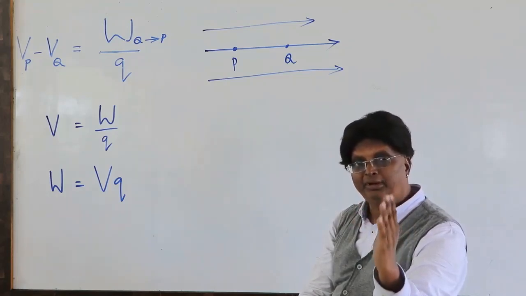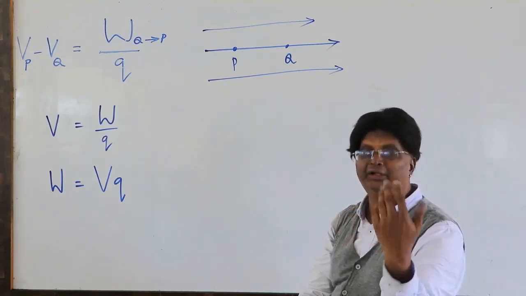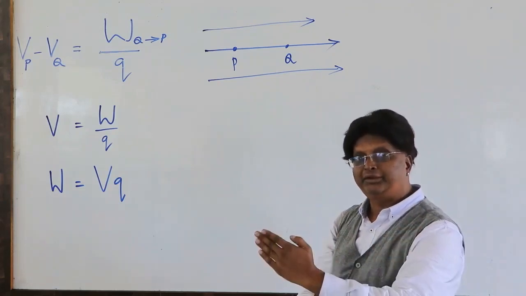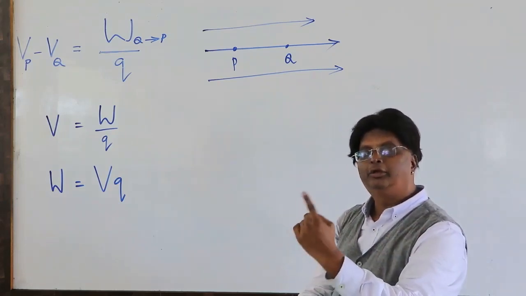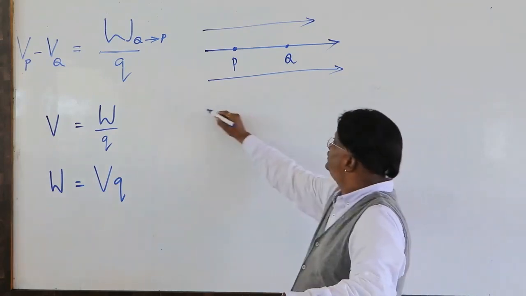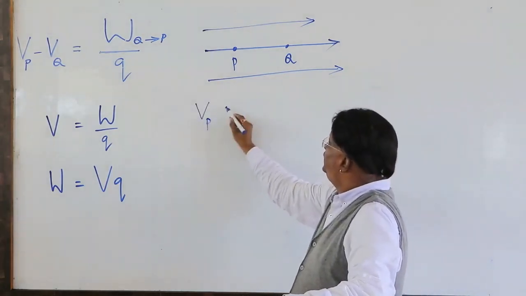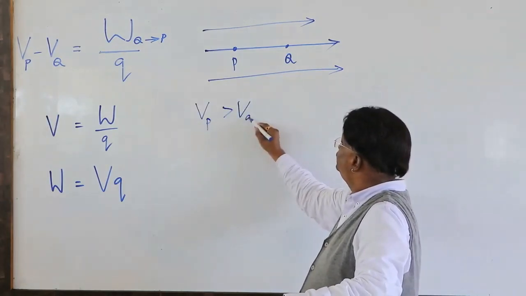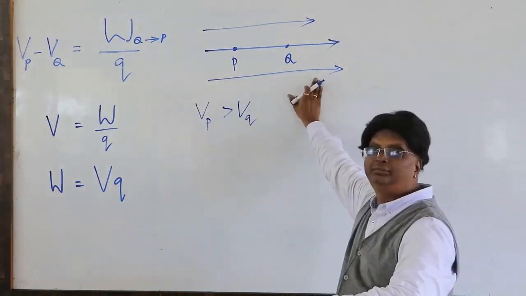That is, the points which appear earlier in the direction are at higher potential, and the points which appear later in the direction will be at lower potential. In this case, what happens, you tell me? The result is Vp greater than Vq for this particular case.